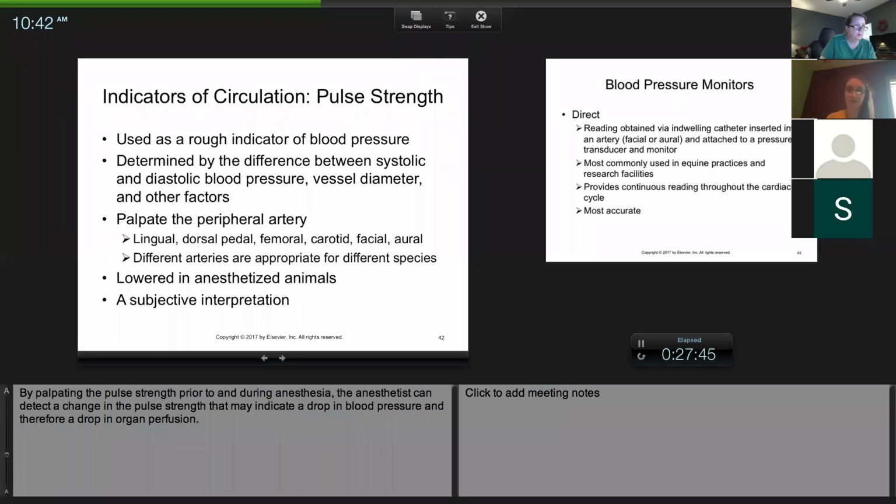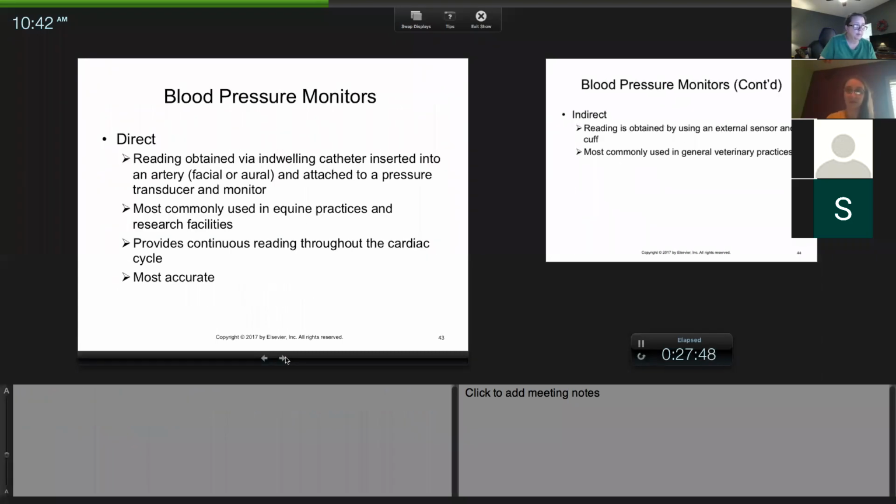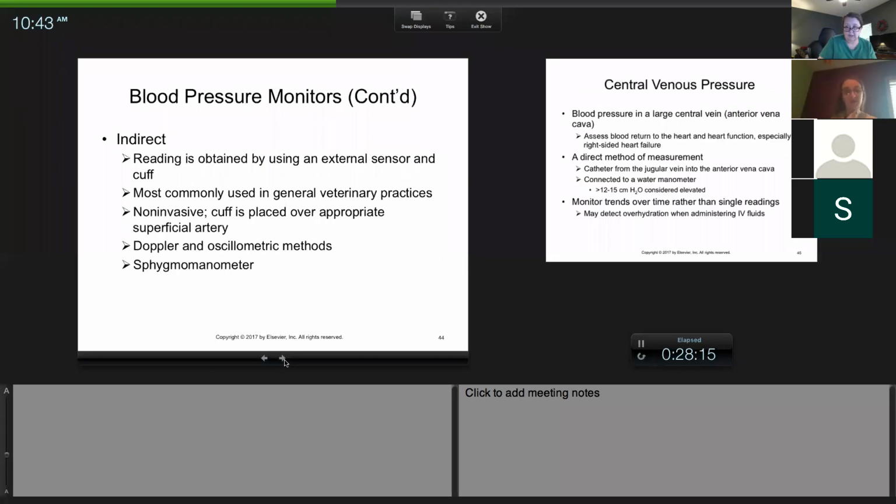What's the difference between direct and indirect? If you see direct blood pressure, there is a catheter directly in an artery. And if you see indirect, this is an estimation. So direct, like I said, you're going to have to be in a surgical referral practice or research or equine hospital. We did this all the time at VCA and at Purdue. Definitely working with horses, they do a lot of this. It is the most accurate, the gold standard, and the indirect is the cuff over an artery. You can do this two ways, oscillometric and Doppler.